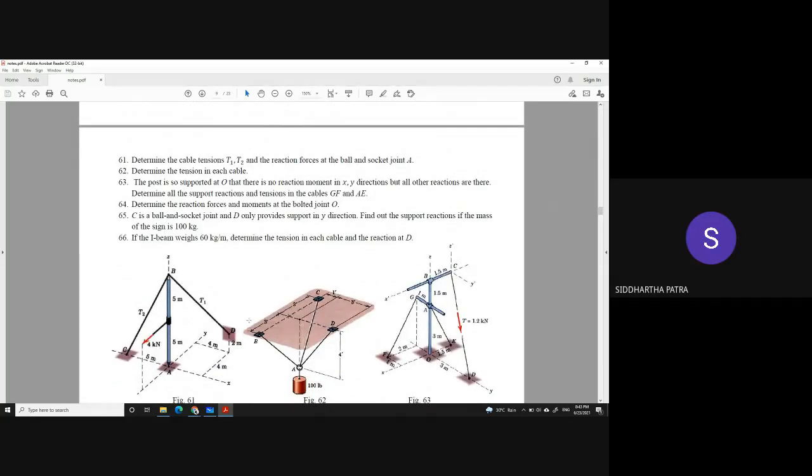Okay, so the first problem, okay, you have, okay, and A is a ball and socket joint. Okay, it seems that we would need Monday to even cover 3D equilibrium problems. So this was in the sheet, right? All of these are in the sheets. Okay.